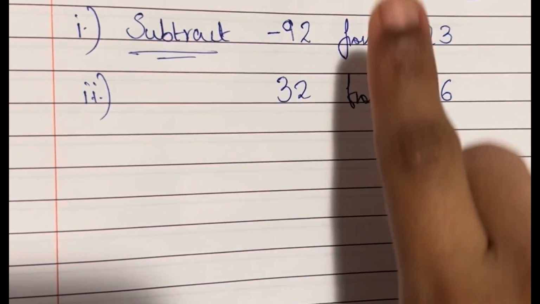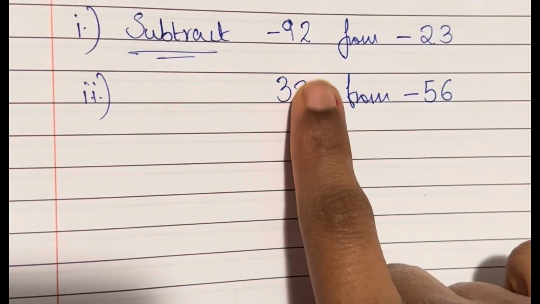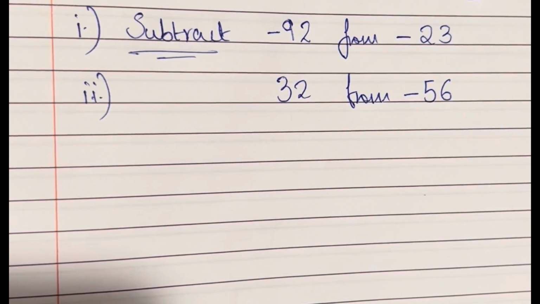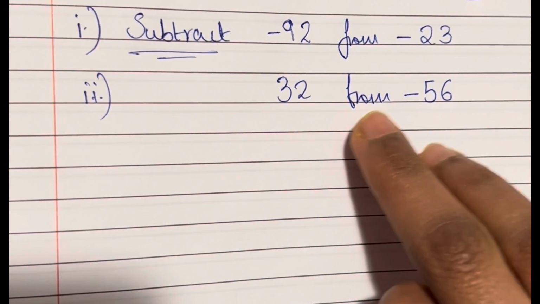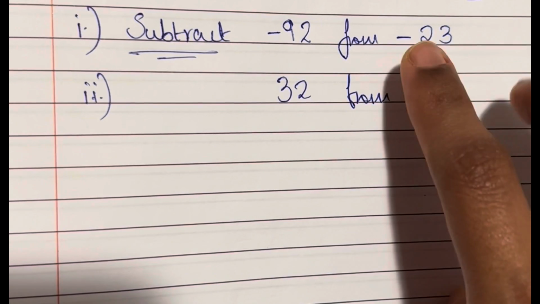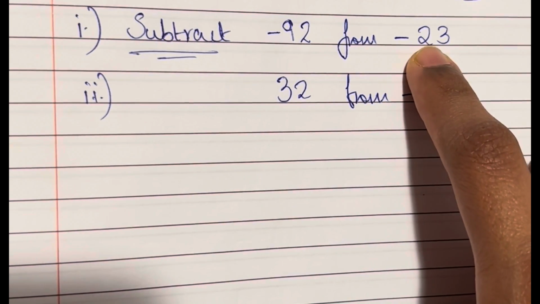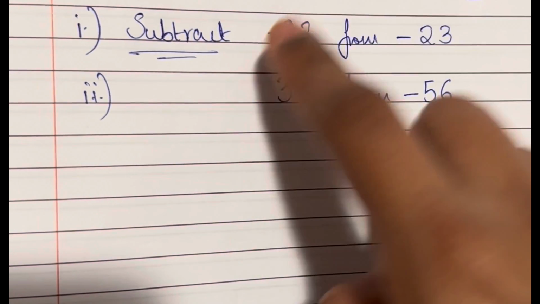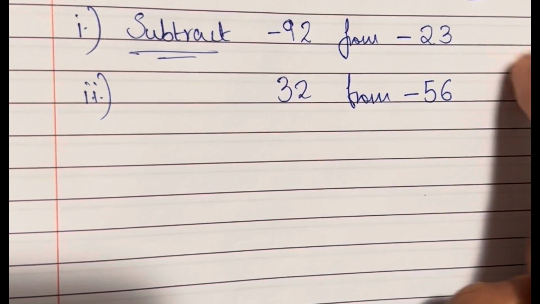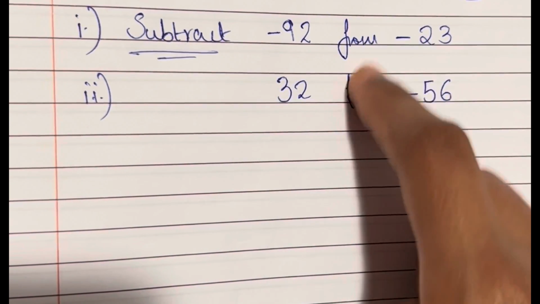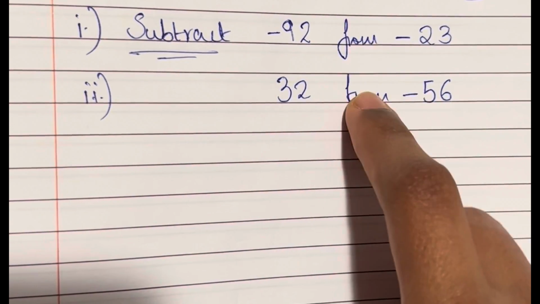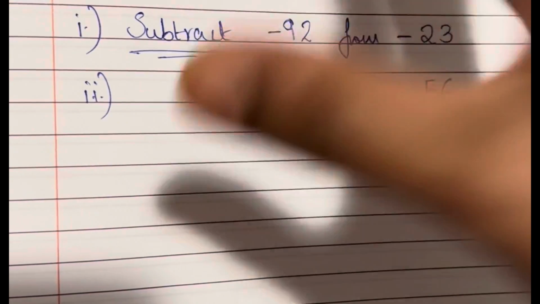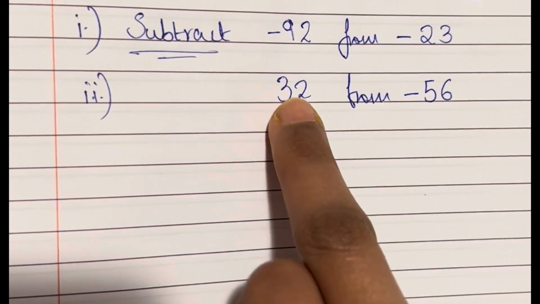Next, as homework, you do this. Subtract minus 92 from minus 23. Then second question, subtract 32 from minus 56. You know, right? How will you do it? You'll write first this number, minus 23. Then instead of "from", you'll put minus. Then this you'll write here, minus 92. Then minus and minus comes, it will turn into plus. Then apply addition of integers rules. Okay? This is also easy.